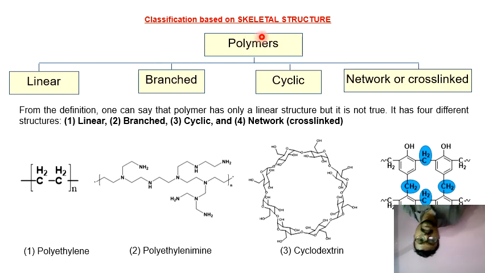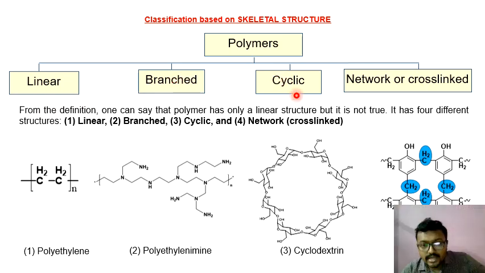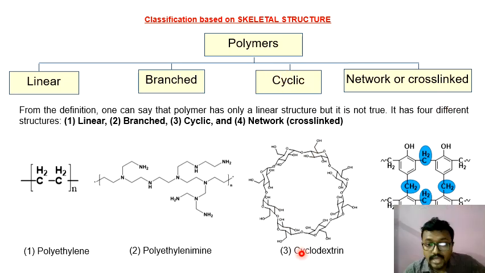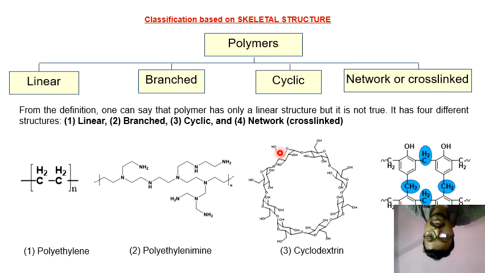So based on the skeletal structure, polymer can be four types: linear, branch, and cyclic polymer is also possible. Network and cross-link polymer is one type. Another type is cyclic polymer. Cyclodextrin is a polymer molecule which is cyclic in structure. So this is called cyclic polymer.